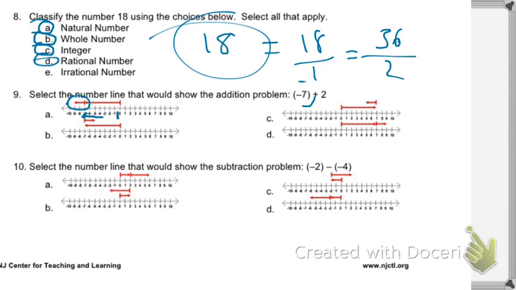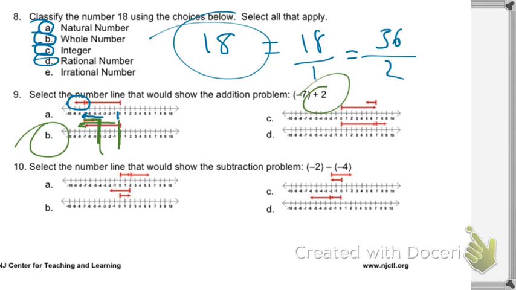Well, the original problem basically said 7 to the left, the negative, and then it said 2, let me grab another color, to the right because it's a positive 2. So I want one that goes 7 left, then 2 right. So let's look at these. It looks like B does that. It goes 7 left, then it goes 2 to the right, and the final answer is how far am I from 0, which is going to be -5. I'm 5 to the left of 0.